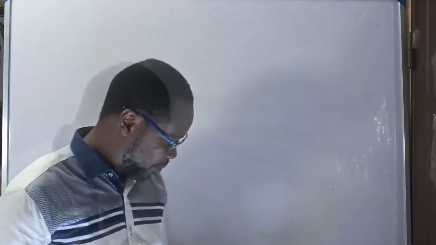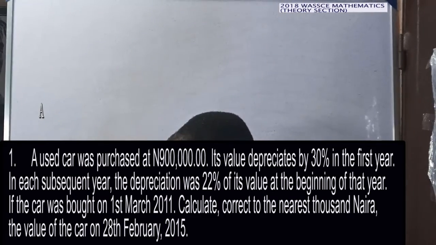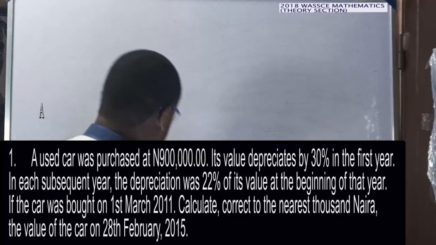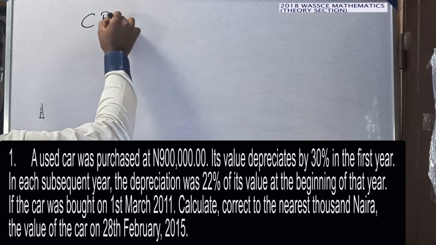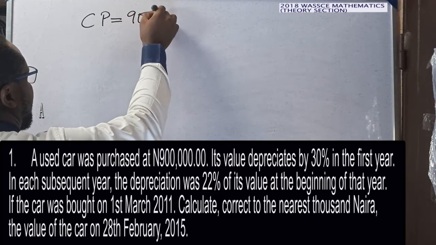Today, I'll be treating the 2018 WASEC mathematics question, the theory aspect. Join me on this ride, and you'll never regret it. All right. Question number one. A used car was purchased at 900,000. So we can say that our cost price is equal to 900,000 naira.